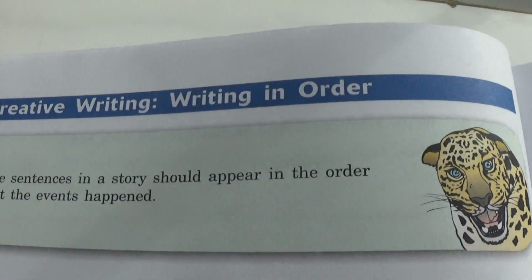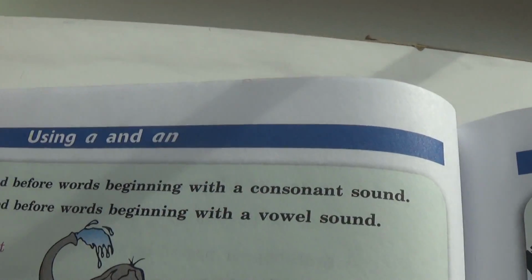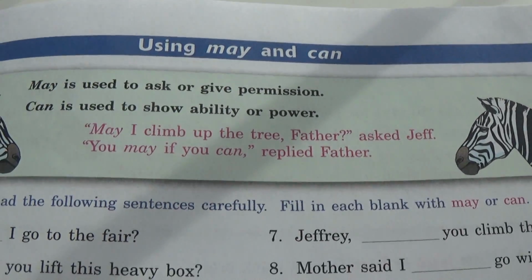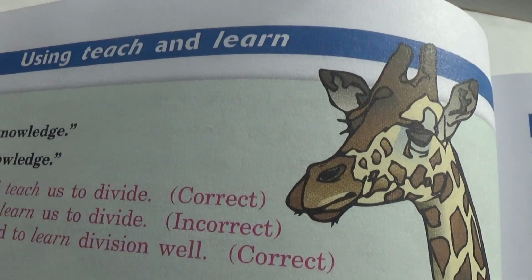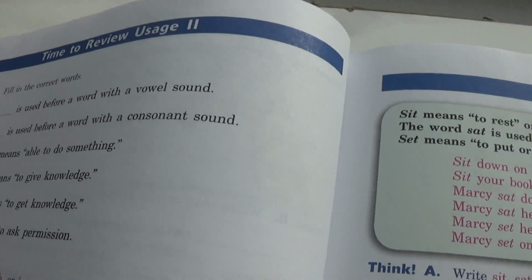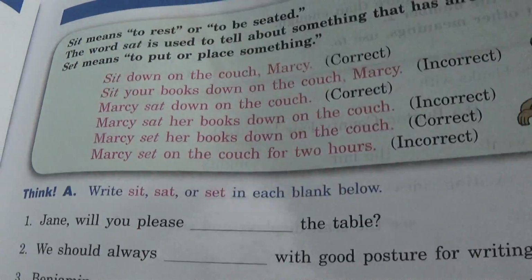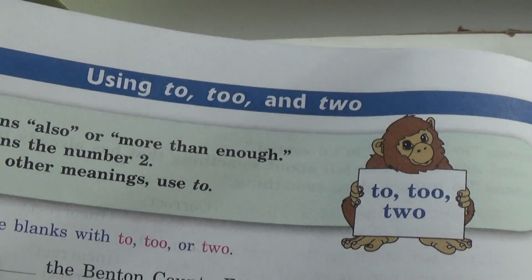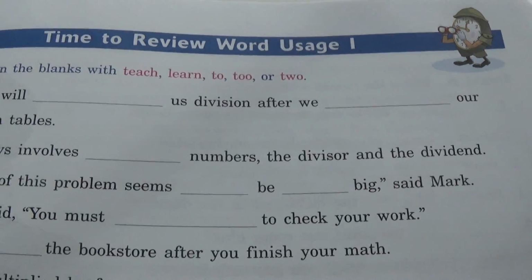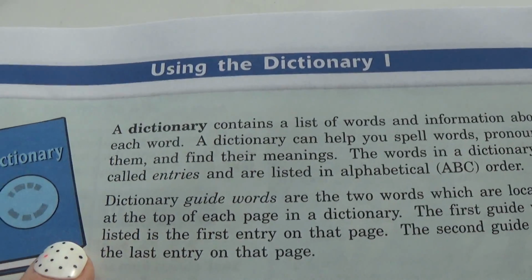And then we did some more creative writing with writing words, writing things in order, using a and an in sentences, using may and can, using teach and learn, okay, review, and then using sit, sat, and set, using to, and to, okay, and then some more review. Okay, and then we learned how to use a dictionary.